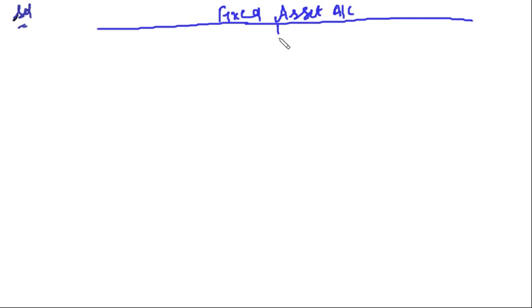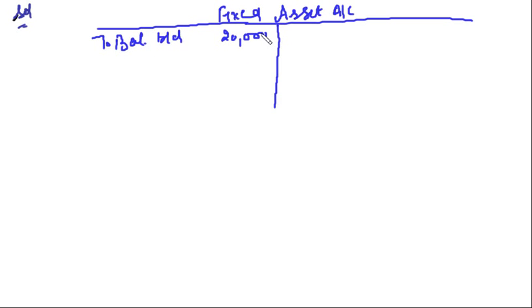Okay, let's do it. First of all, what we are going to do is prepare the fixed asset account. Clear? Now, what is the opening balance? They say the fixed asset costing 20,000, so the opening balance of the fixed asset was 20,000.